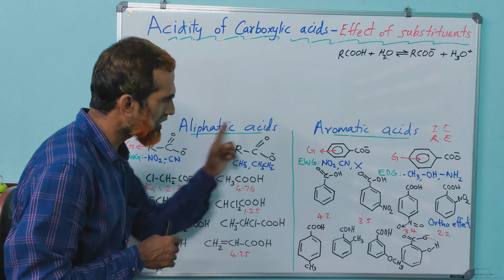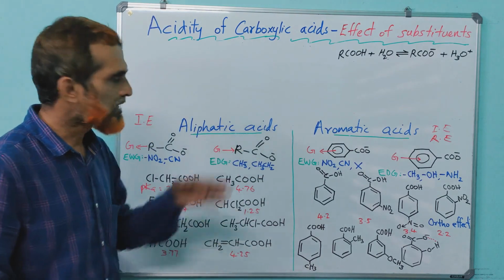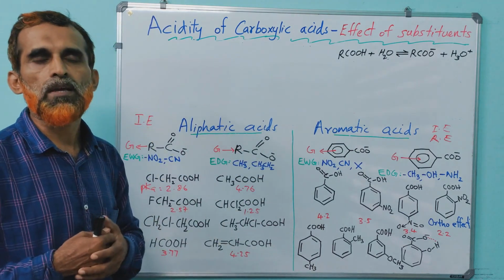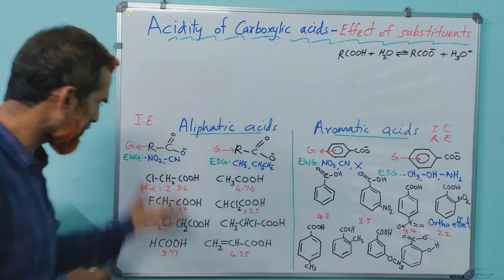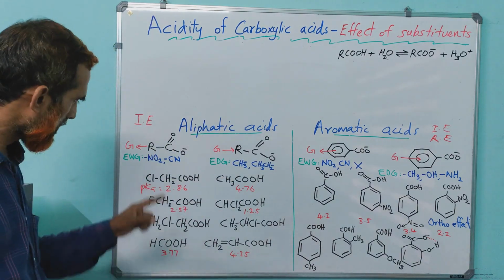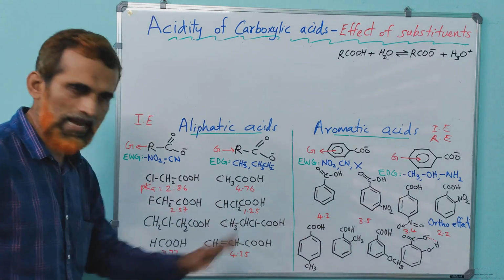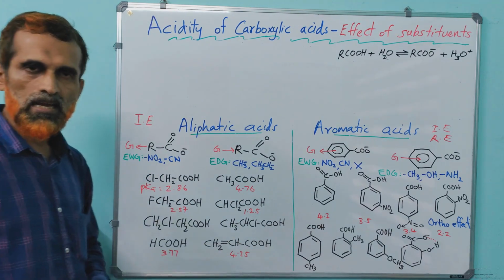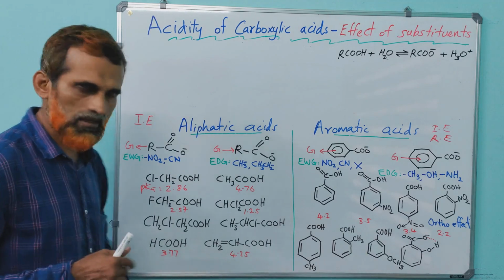So stability of this conjugate base decreases. So the corresponding acid becomes weaker. Now we go to examples. pK values are quoted here, and we can compare acidity and we can explain the reason.